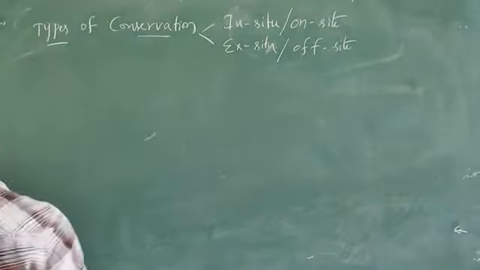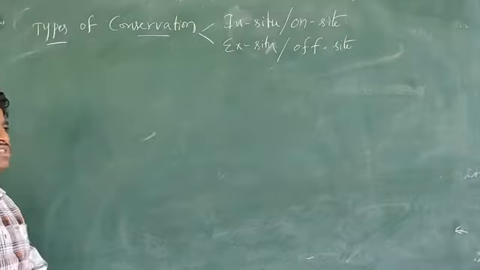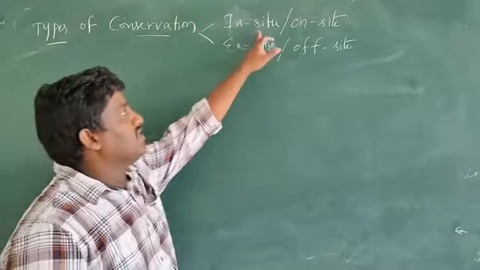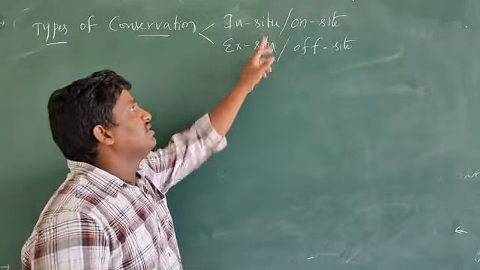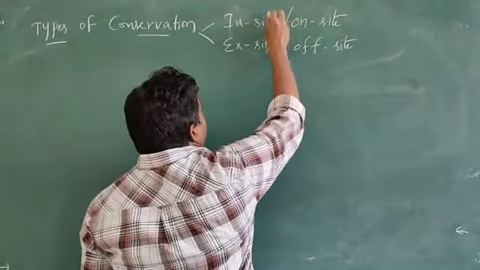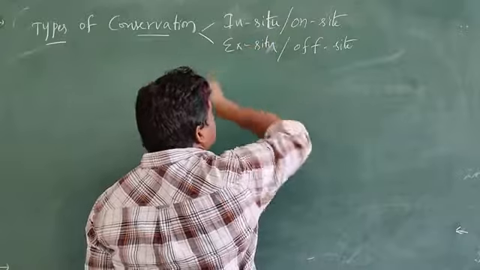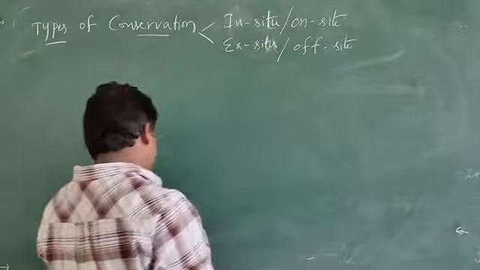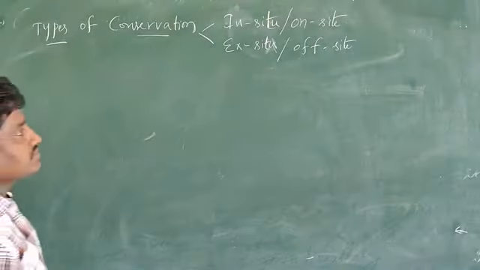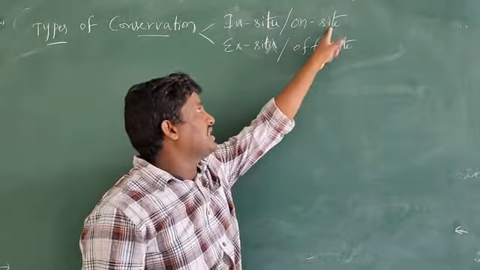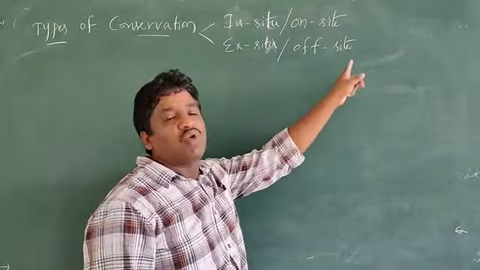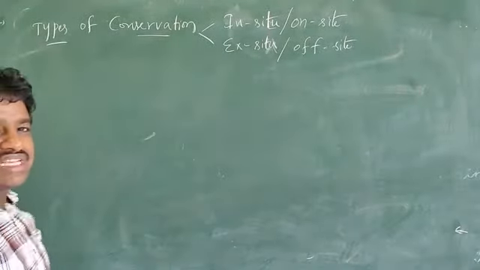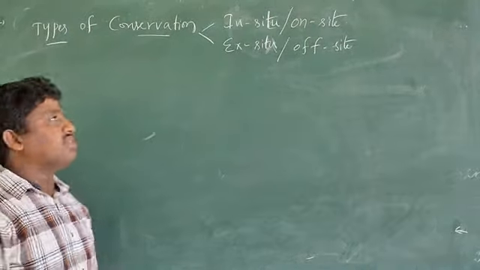The types of conservation are how the plant and animal species are conserved and protected. There are two types: in situ conservation and ex situ conservation. In situ conservation means on-site conservation, and ex situ conservation means off-site conservation. Now, first of all, we are going to discuss in situ conservation.